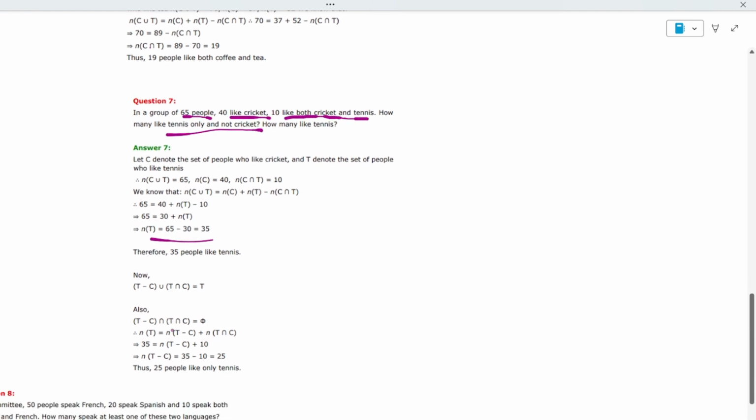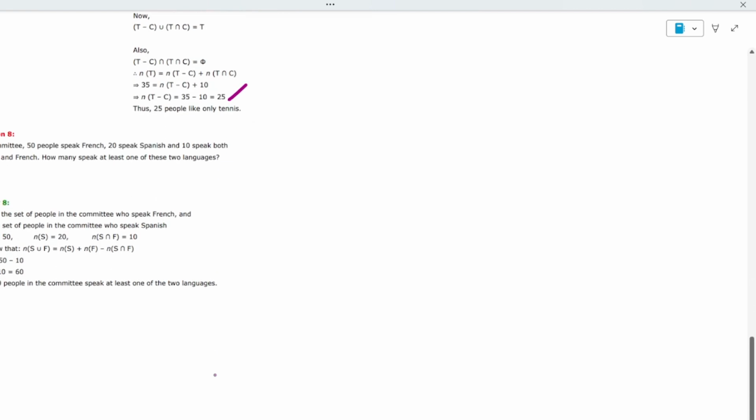So now if you want to find those who like tennis only but not cricket, tennis is liked by 35 students and cricket by 10 students. If you do subtraction, you will get 25. That is the answer. If we see the last question, that is, in a committee 50 speak French, 20 speak Spanish, 10 speak both, we have to find how many speak at least one. At least one means we have to find S union F. That means you will get 50 plus 20 minus 10, and the answer is 60.